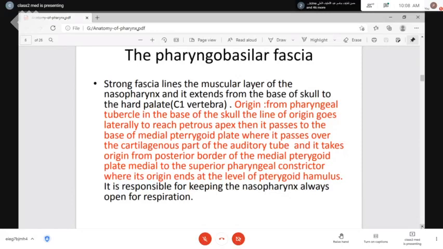The line of the origin goes laterally to reach the petrous apex, then it passes to the base of the medial pterygoid plate, where it passes over the cartilaginous part of the auditory tube, and it takes origin from the posterior border of the medial pterygoid plate and medial to the superior pharyngeal constrictor muscle, where its origin ends at the level of the pterygoid hamulus. It is responsible for keeping the nasopharynx always open for respiration.